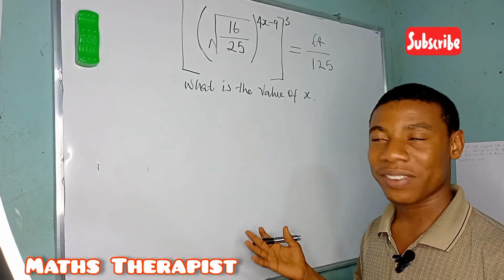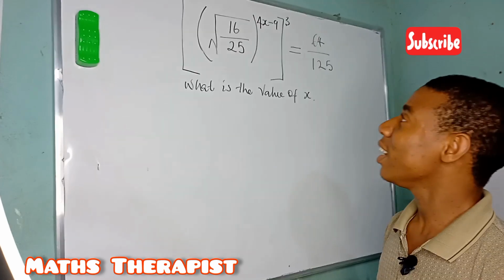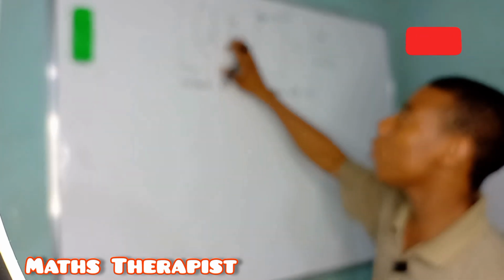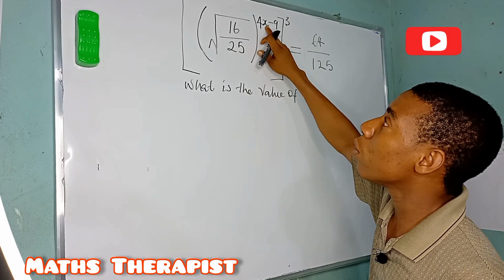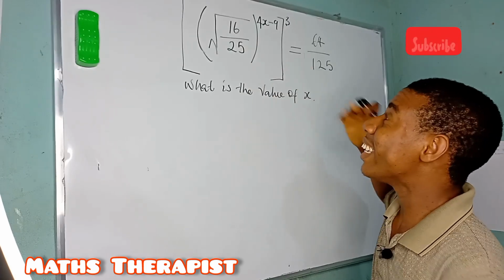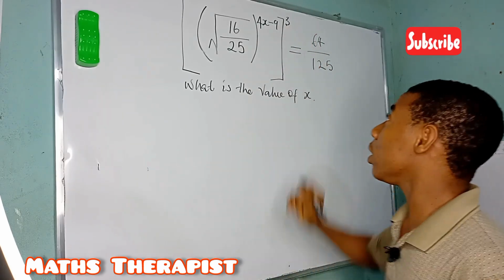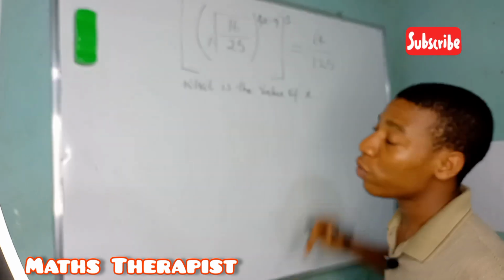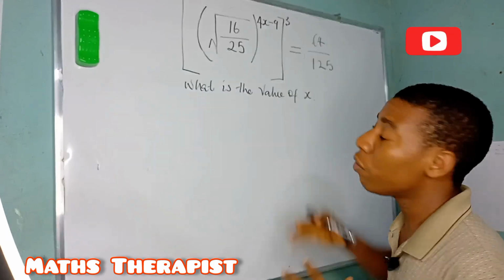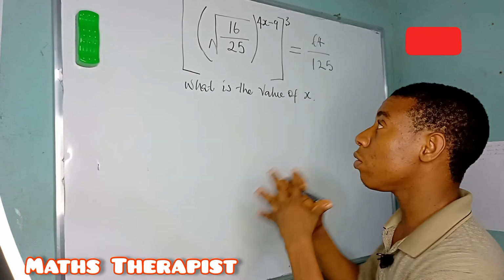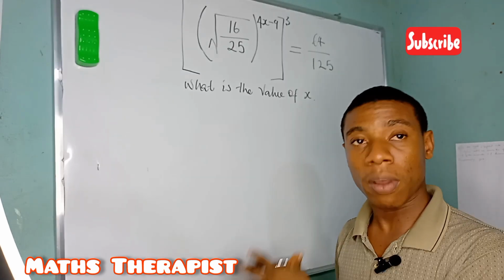We have a very interesting and a crazy question here today. The question is: the square root of 16 over 25, in parentheses, raised to the power 4x minus 9, in braces, raised to the power 3, equals 64 over 125. And what are we asked to solve for? We're asked to solve for the value of x. So what is the value of x in this question?